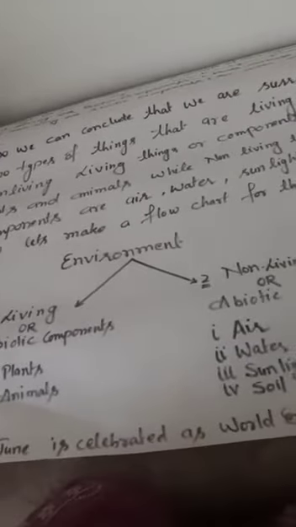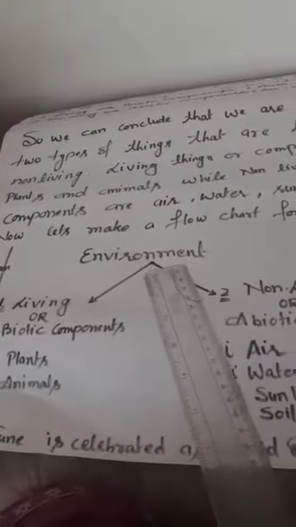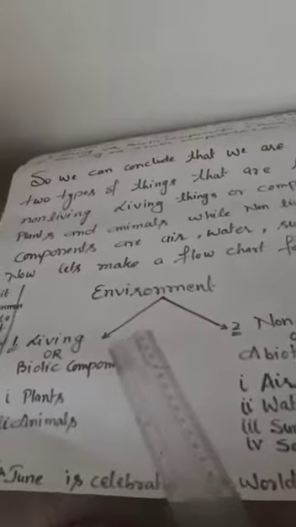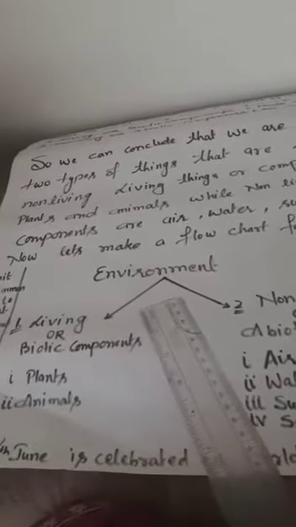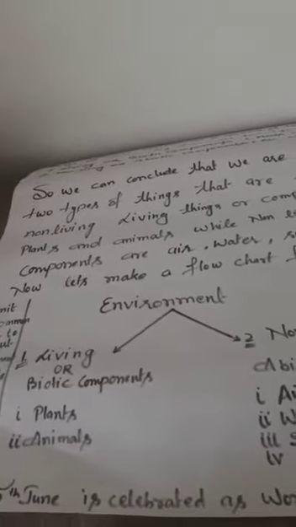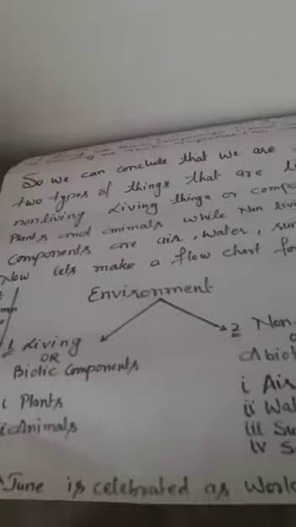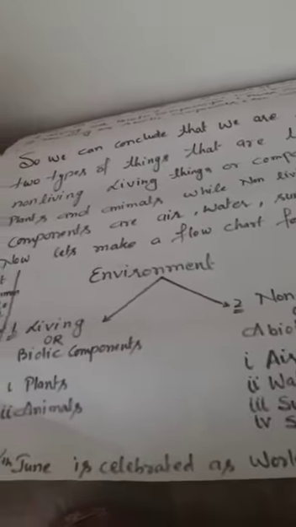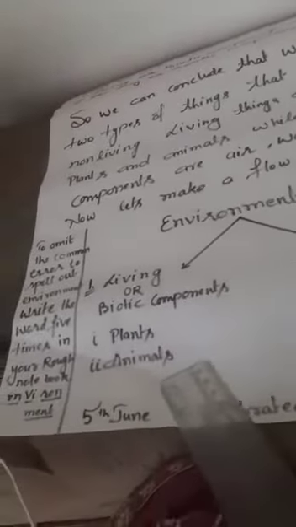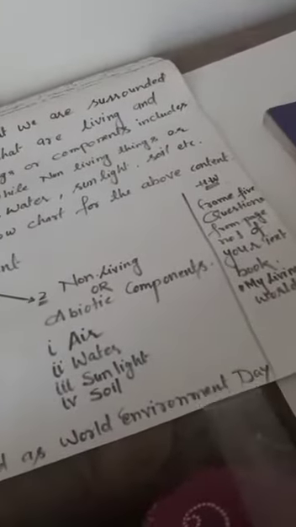Now, dear student, our environment is very necessary for us. If any of these components is disturbed by us, harmful consequences will come before us. That's why the 5th of June is considered World Environment Day.